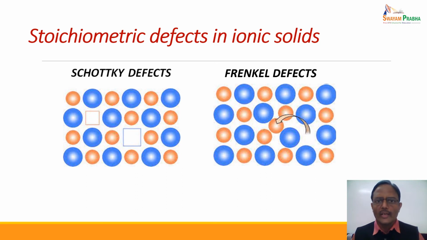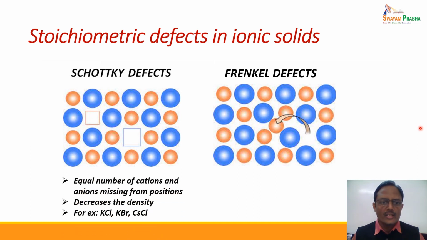Coming to stoichiometric defects in ionic solids. In case of ionic solids, we find two types of stoichiometric defects. One is called a Schottky defect and the second is a Frenkel defect. In case of Schottky defect, an equal number of cations and anions are missing from their positions, and as a result the density of the material decreases because of the vacancies at certain locations.